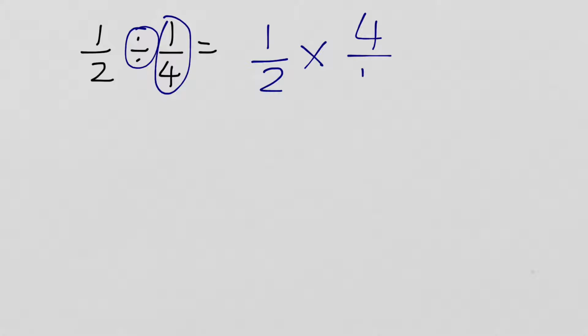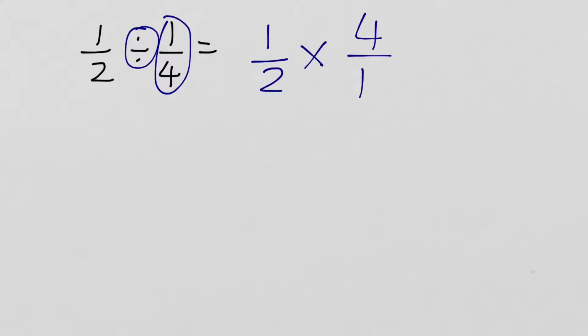Okay, so let's start with the first one. A half divided by a quarter. So, when you have two fractions that you want to divide with each other, first thing to do is to copy down the first fraction. Then, we take the divide sign and turn it into a multiply sign. But when you do that, you have to turn the final fraction upside down, like so.